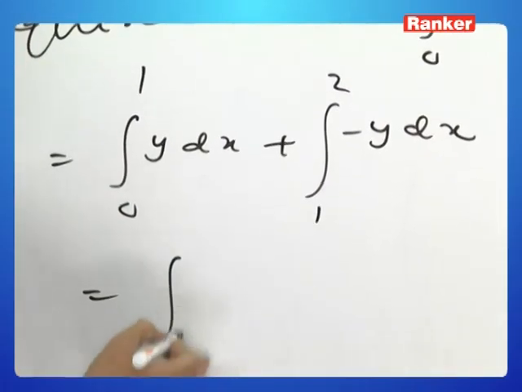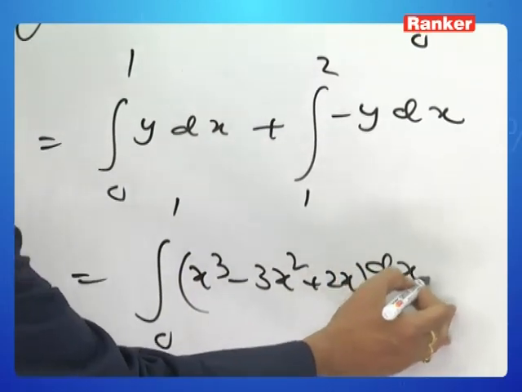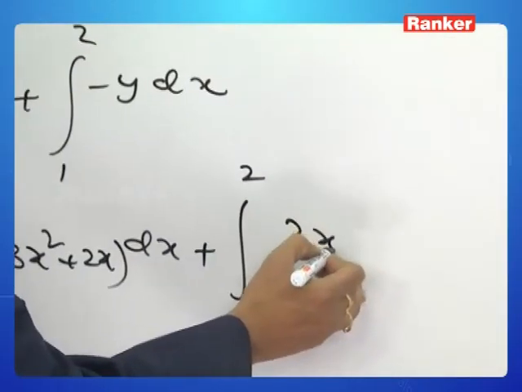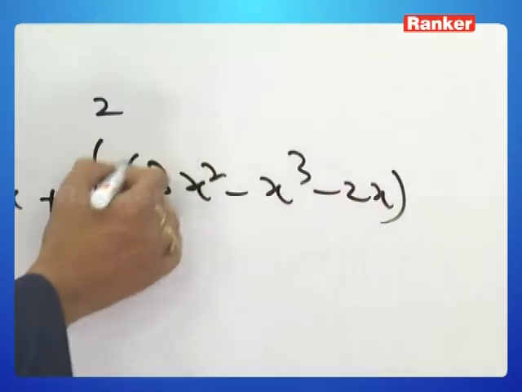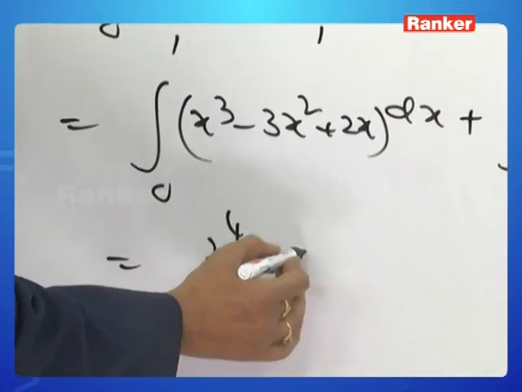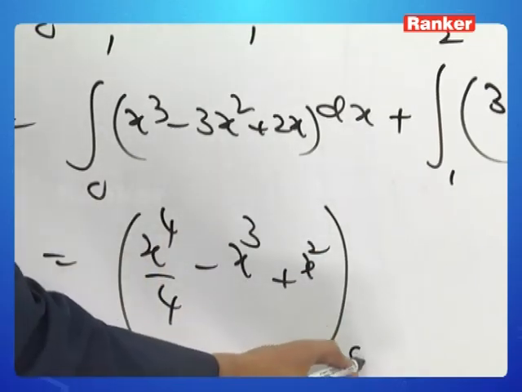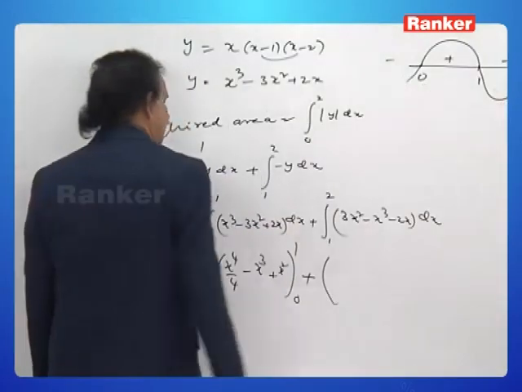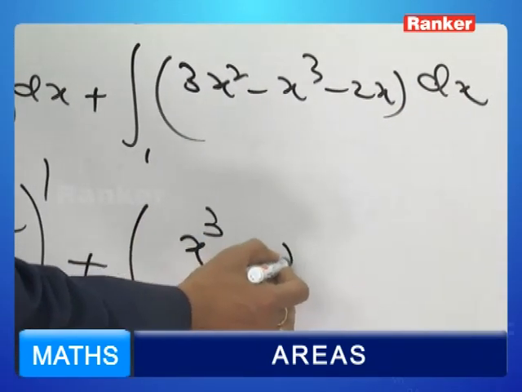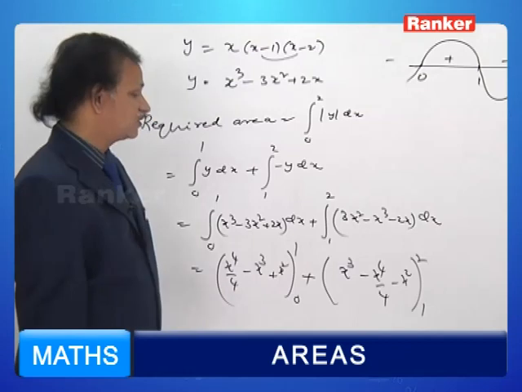Okay, integral 0 to 1 x cube minus 3x square plus 2x dx plus integral 1 to 2 minus y. What is that? 3x square minus x cube minus 2x dx. Okay, so the answer is x to the power of 4 by 4 minus 3 into x cube by 3 plus 2 into x square by 2 between the limits 0 to 1, plus, for 3x square the integral is 3 into x cube by 3, which is nothing but x cube, minus x to the power of 4 by 4, minus x square between the limits 1 to 2. Integral of 2x is x square, of course.